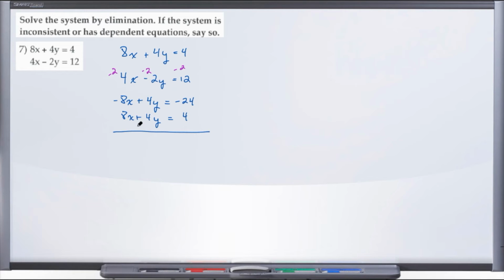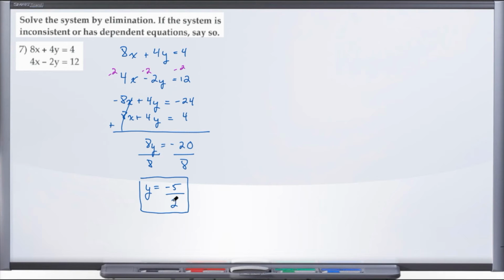All right, so now we have a situation set up where the x's are going to eliminate nicely, because negative 8x plus 8x, well, those go away. Positive 4y plus 4y gives us 8y. And then negative 24 plus 4 gives us a negative 20. And if we're going to solve for y, we'll divide by 8, divide by 8. And so y equals negative 20 over 8, but that's going to reduce to negative 5 over 2.